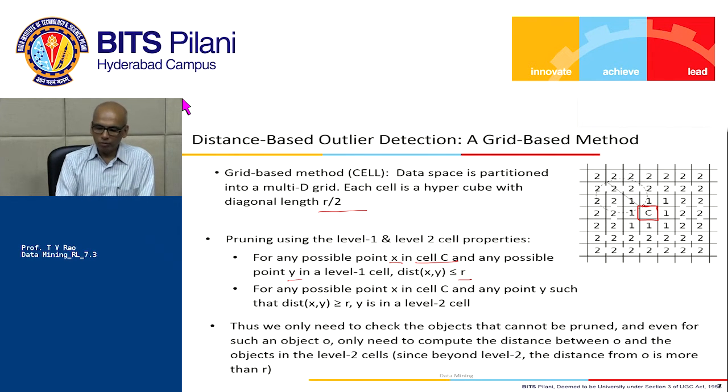So now we have pruned several objects, several cells, and so we only need to check for the objects that cannot be pruned. And even for such an object which is not pruned, we only need to compute the distance with the objects in the level 2 cells, because beyond level 2 cells we are never going to get a neighbor. So in that sense, we have got highly pruned data, and from there we have a limited set of calculations to detect the outliers.